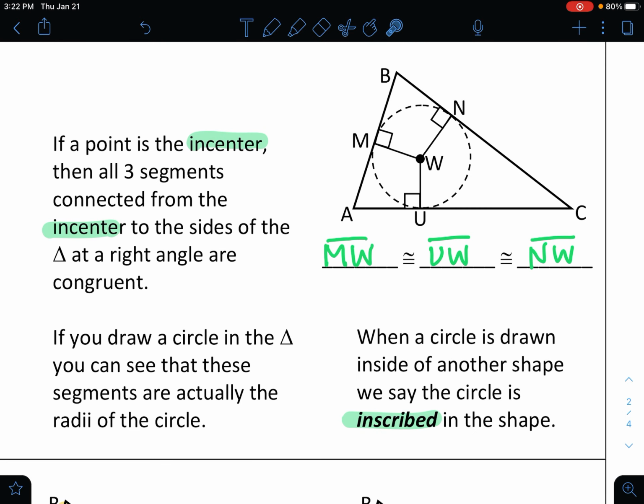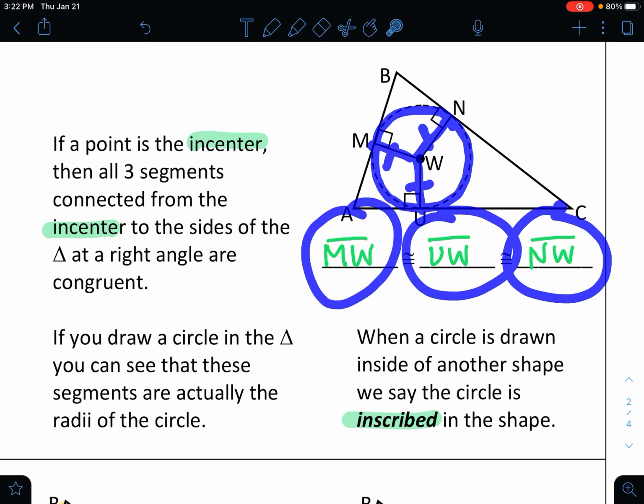Okay, so the incenter also creates a circle, but this circle is going to be inside. The other one, the circumcenter, circumscribed the whole triangle. The incenter is a circle inside the triangle. And as you can see here, these distances are all congruent. Got that, and that. They're all three congruent.